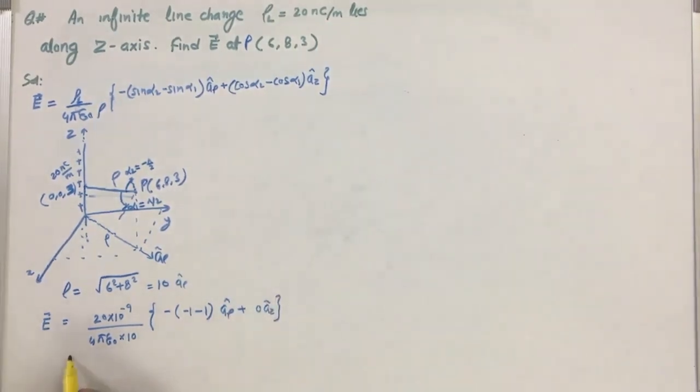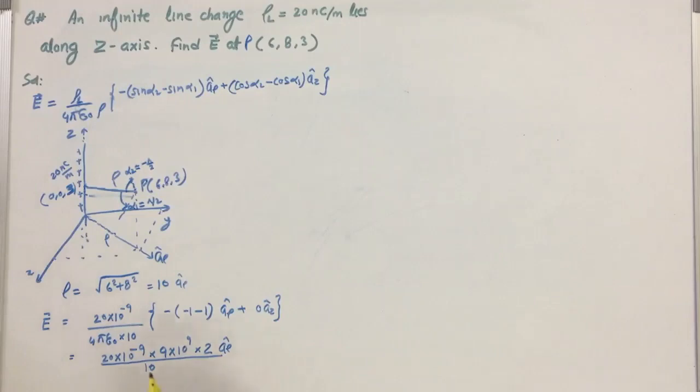Probably it is clear. So if you put in the values, you will find 1 by 4 pi epsilon naught, 20 into 10 to the power minus 9. 1 by 4 pi epsilon naught will give you 9 into 10 to the power 9, that is a known value, and this will give you 2 in the direction of rho divided by 10.